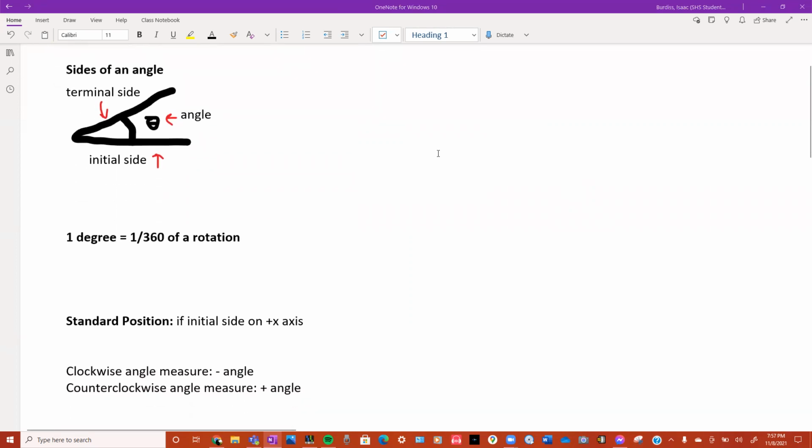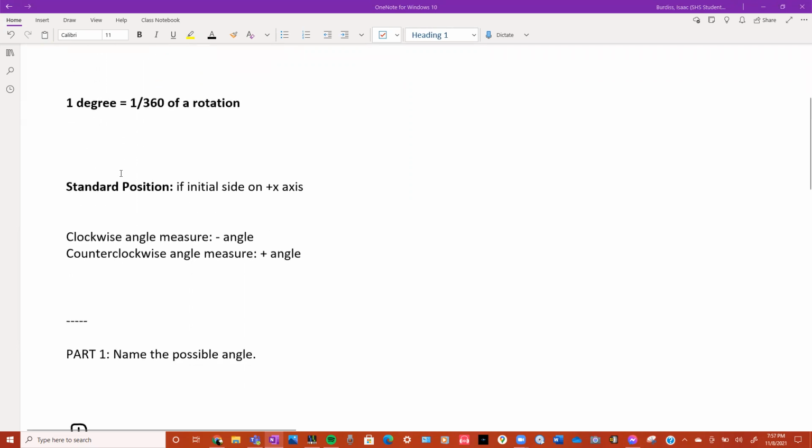So, an angle that we're looking at has an angle measure that we can represent with the Greek letter theta. Sometimes we use other Greek letters also. There's an initial side, which is the side that you start from, and then the terminal side, which is what you include in your measure. A degree is the unit we use, represented by a small circle up here.